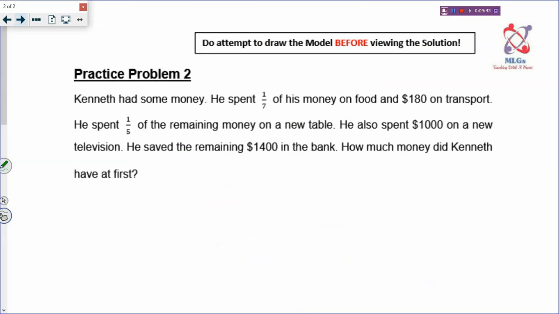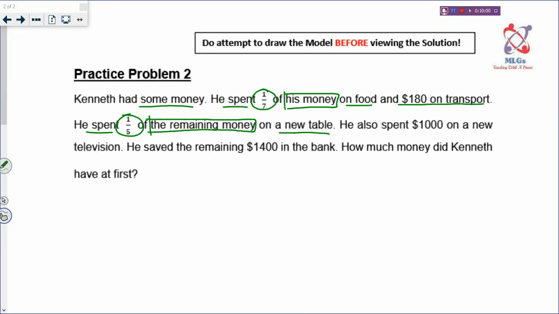Okay, question number 2. Kenneth has some money. He spent 1/7 of his money on food and $180 on transport. He spent 1/5 of the remainder money on a new table. He also spent $1,000 on a new television, and he saved the remaining $1,400 in the bank. So how much money did Kenneth have at first?